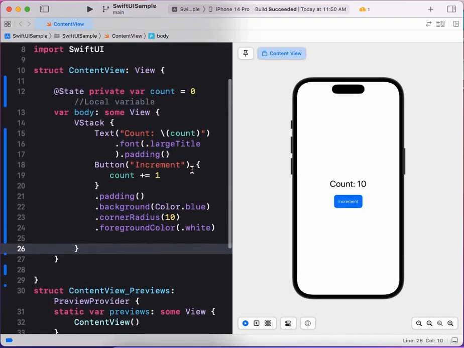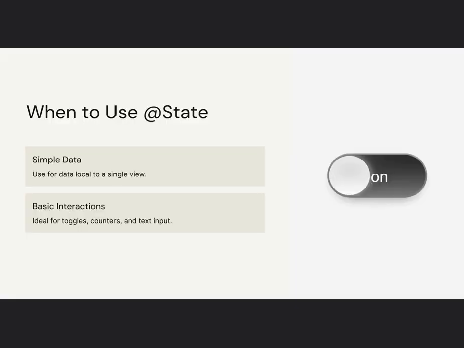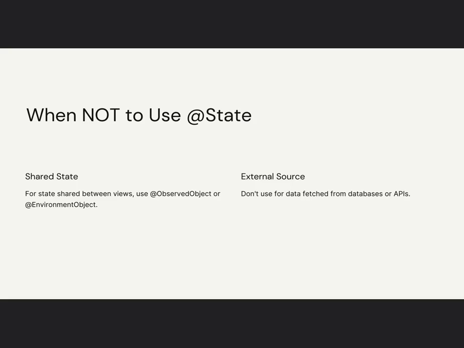So let's talk about when to use @State. When the data is local to the view, and the data is simple and doesn't need to be shared across views, in these cases we can use an @State variable. And if you want the view to automatically update when the value changes, in these cases we can also use an @State variable.